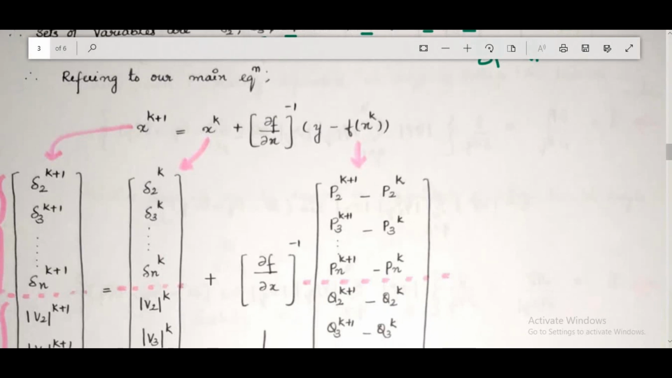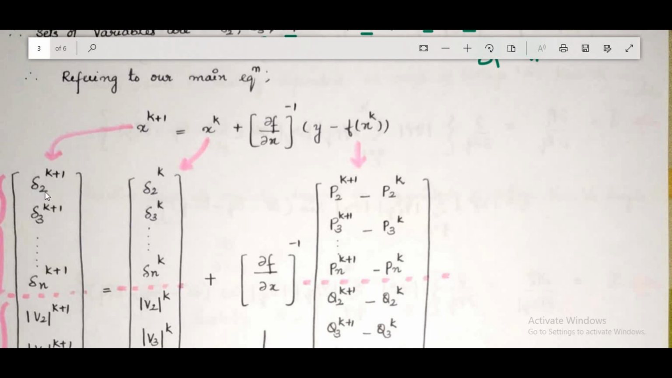Now referring to our main equation, this was our main equation in mathematics: x raised to k plus 1. So here there was one variable x, but in power system we have two variables, delta and V. How many deltas do you have? Do you have any single delta? No, you have delta 2, delta 3, delta 4, like that, up to delta n. Similarly, you have V from V2, V3, V4, etc., up to Vn. So I cannot write it as a single variable. Instead, I need to write it as a matrix, right?